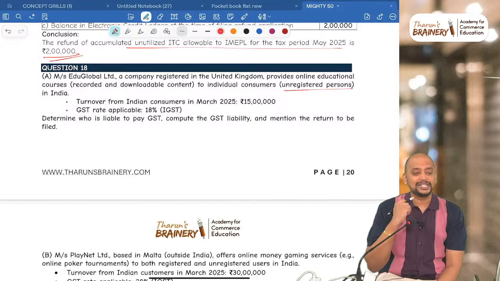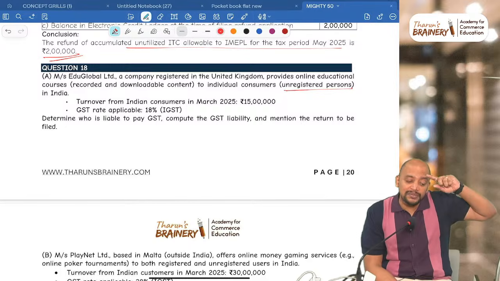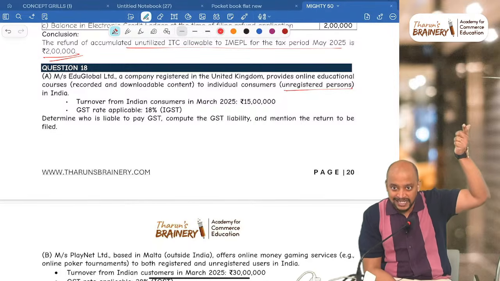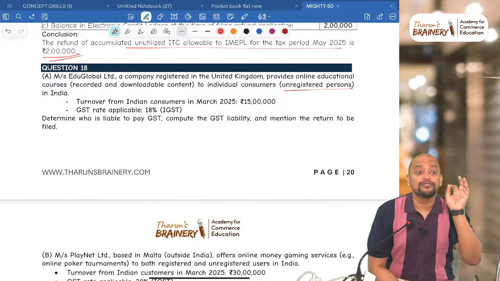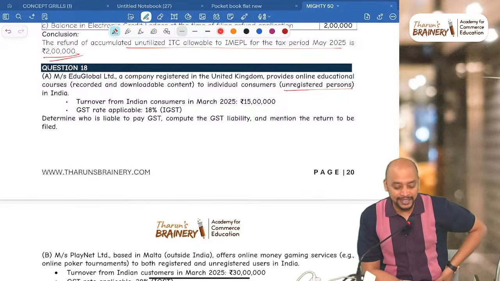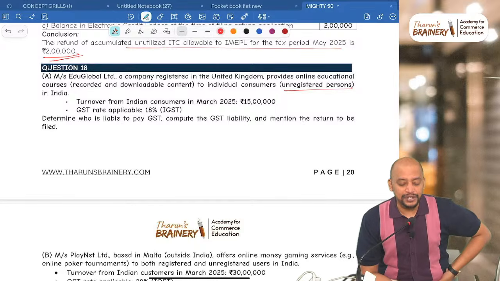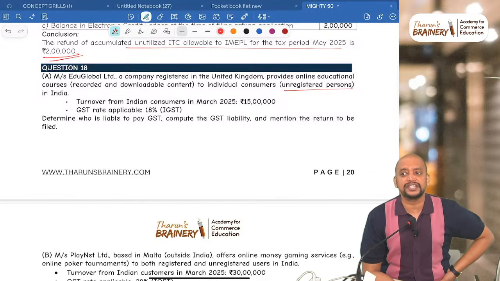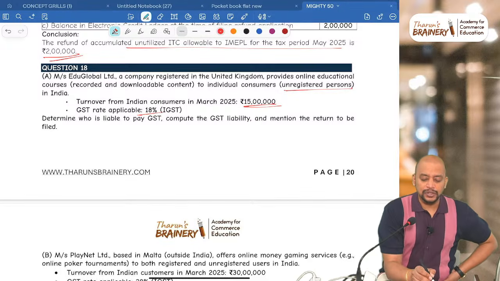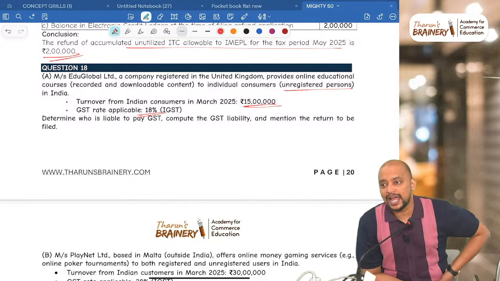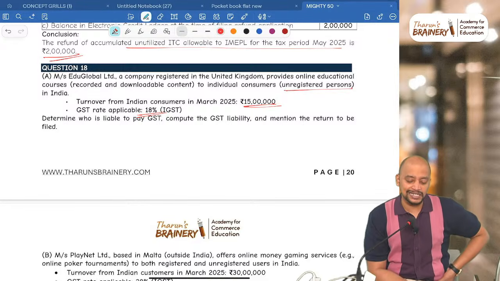So who will pay GST? Edu Global Limited outside India will pay GST as per section 14 of IGST Act. Section 14 of IGST Act. And they have to pay GST. And we don't have any intermediary information, otherwise the intermediary will pay. And what is the GST liability? 15 lakhs into 18%. That is 2 lakh 70,000 is the GST liability.